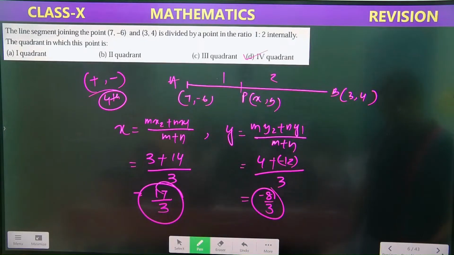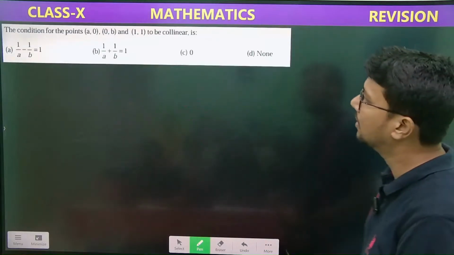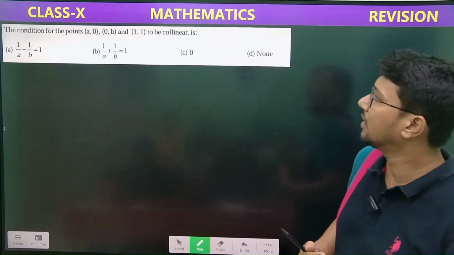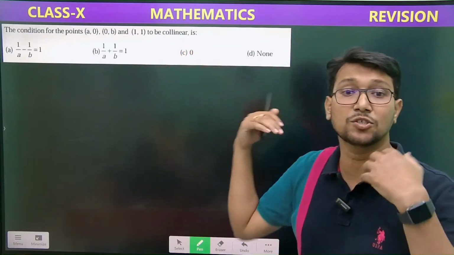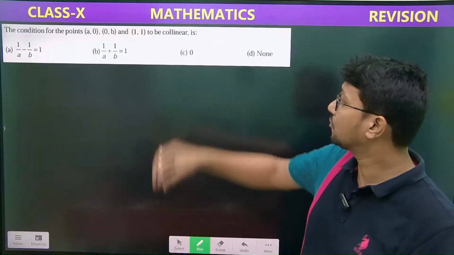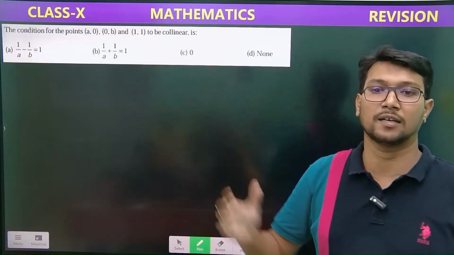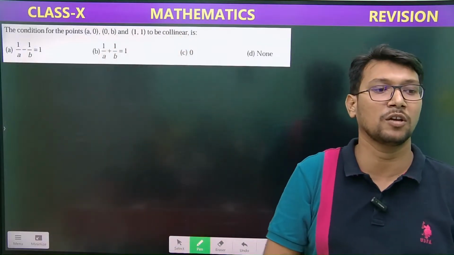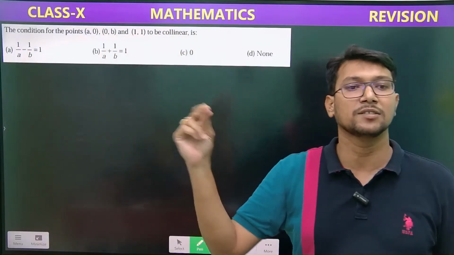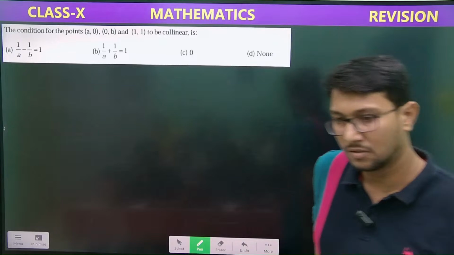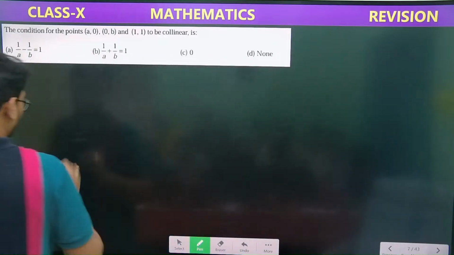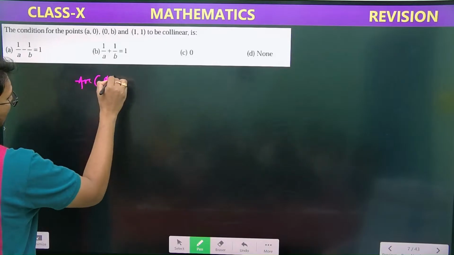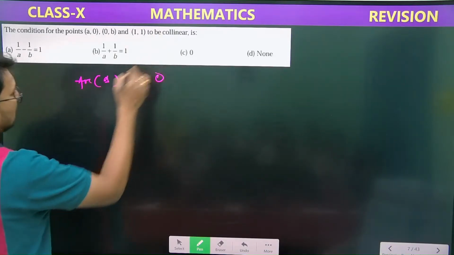Moving to the next question. Solve it. It is also the same chapter, collinearity. It says these three points are already collinear, so you have to show which option is correct. Collinear means the area of the triangle is 0. You know the area of triangle formula. The area is 0 if the points are collinear.